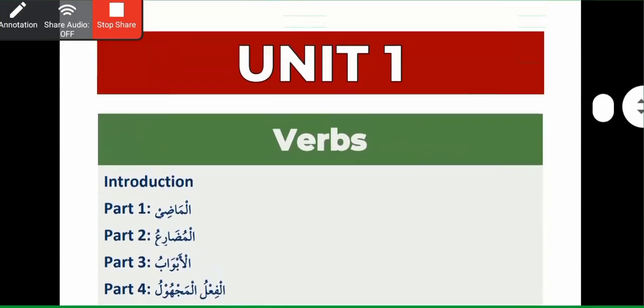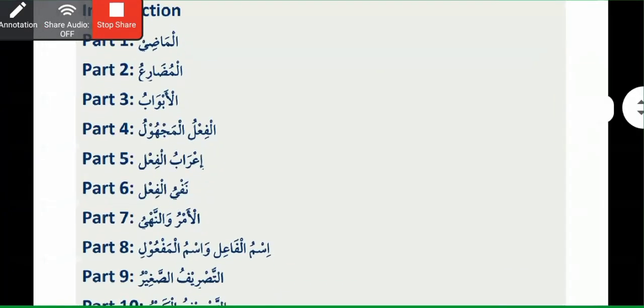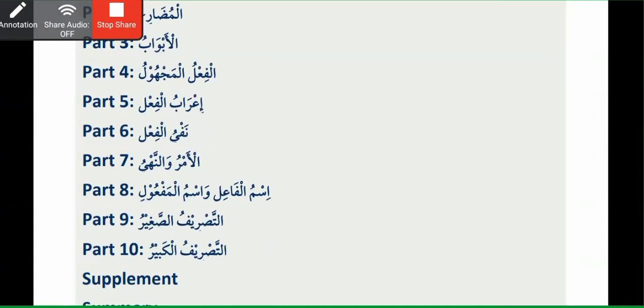The first unit is about the verbs, and it has several parts like introduction. Part 1 is al-madi, part 2 is al-mudari, part 3 is al-abwab, part 4 is al-fi'l al-majhul, part 5 is i'rab al-fi'l, part 6 is nafi al-fi'l, and then part 7 is al-amr wal-nahi. Number 8 is اسم الفاعل and اسم مفعول, and then part 9 is التصريف الصغير, what we call صرف الصغير, and then part 10 is صرف الكبير or التصريف الكبير.